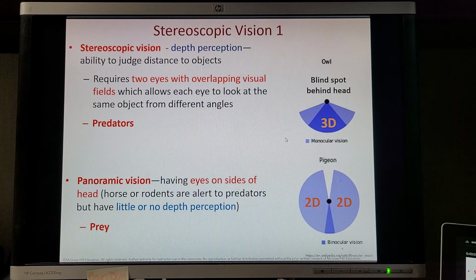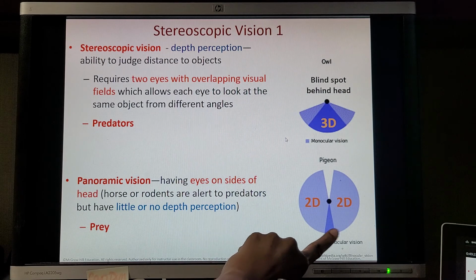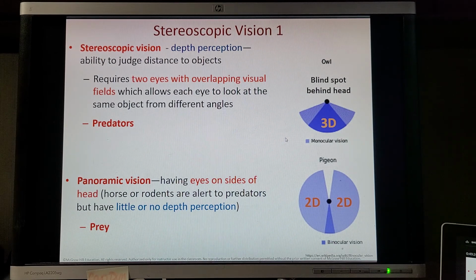Unfortunately, it also leads us to have a blind spot behind our head, unless you're a mother. Okay, just kidding. But blind spot behind the head because we just don't have a visual field detecting stuff back there. The other type of vision is panoramic vision. This is where the eyeballs are on the sides of the head, so very little or no overlap, and so you don't have depth perception.